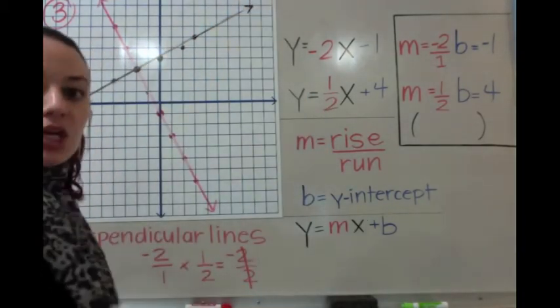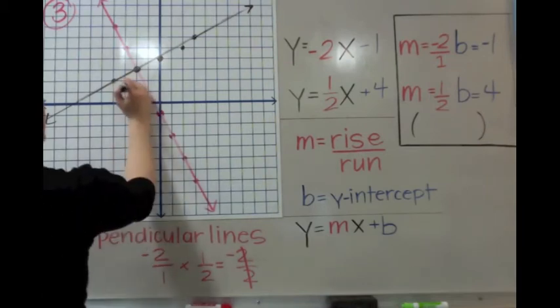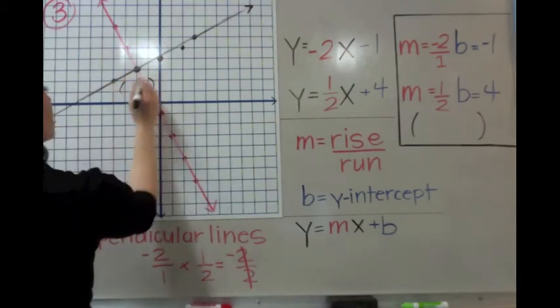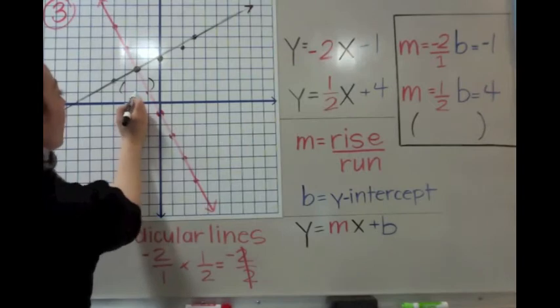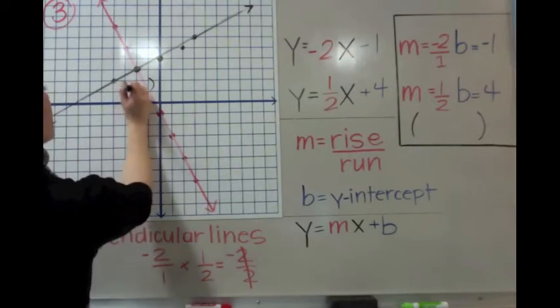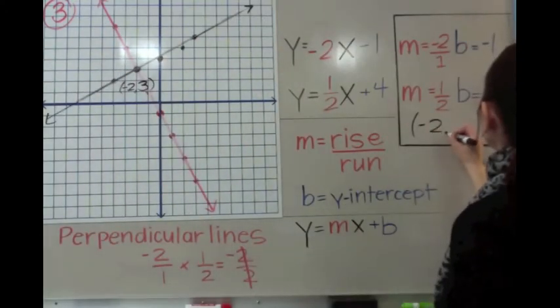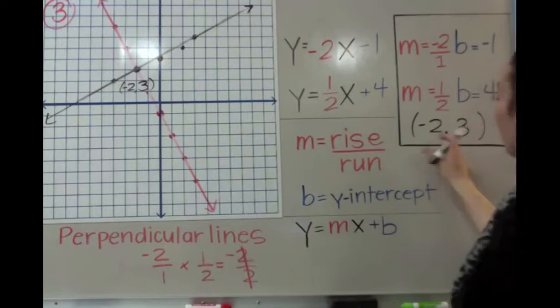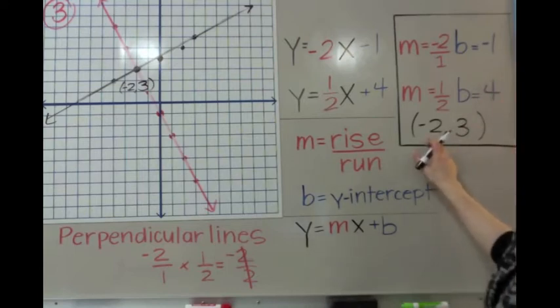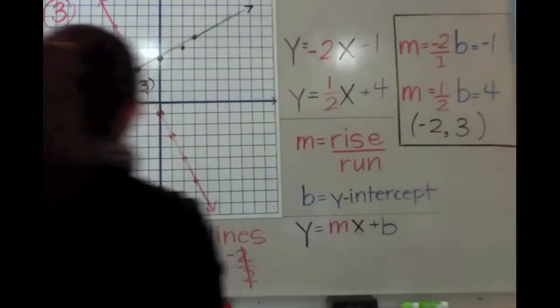Great. So our point of intersection right here is what? It's at -2, up how much? 3. -2, comma 3. So we're going to write -2, comma 3. And that is the solution to this equation because that's where these lines intersect.